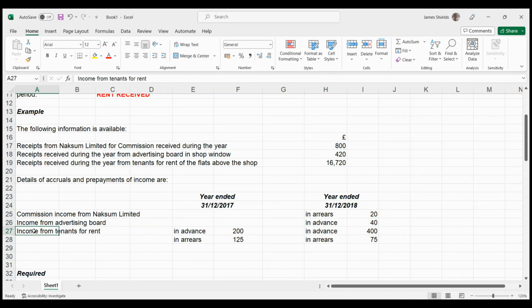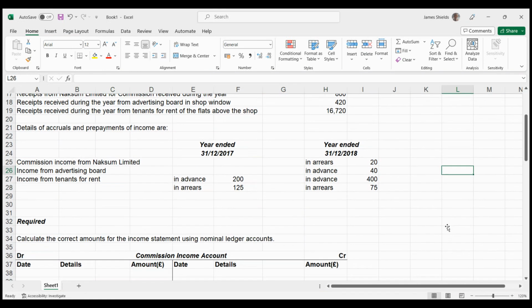Now, income from tenants for rent. Now, this one's a bit more complicated. At the end of the year ended 31st December 2017, it's been paid in advance £200, but it was also in arrears by £125. So someone's paid in advance and someone still owed money. At the end of December 2018, again, someone had paid in advance £400 and someone was in arrears, they still owed the money of £75.